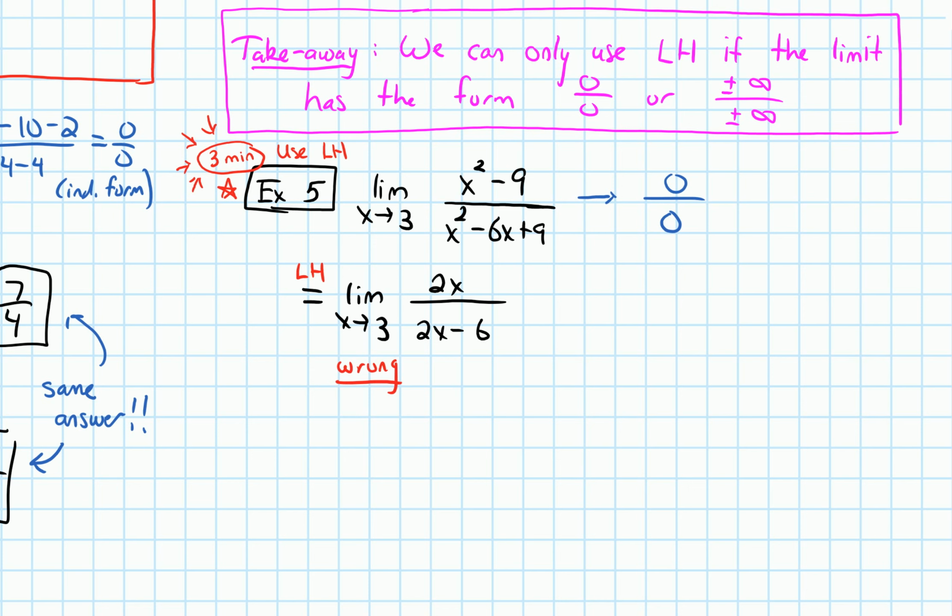All right, so let's do L'Hopital's again, because I'm not quite done with this. If I do L'Hopital's again, I get the limit as x approaches 3. The derivative of the top is 2. The derivative of the bottom is also 2. That's kind of nice. And then 2 over 2, that just becomes 1.